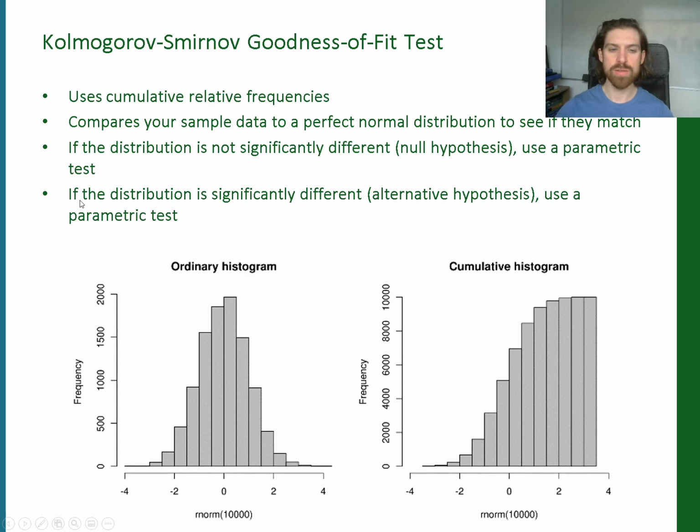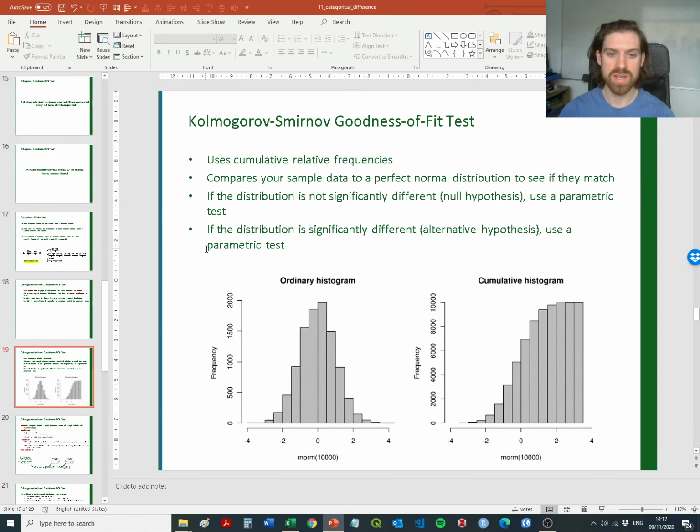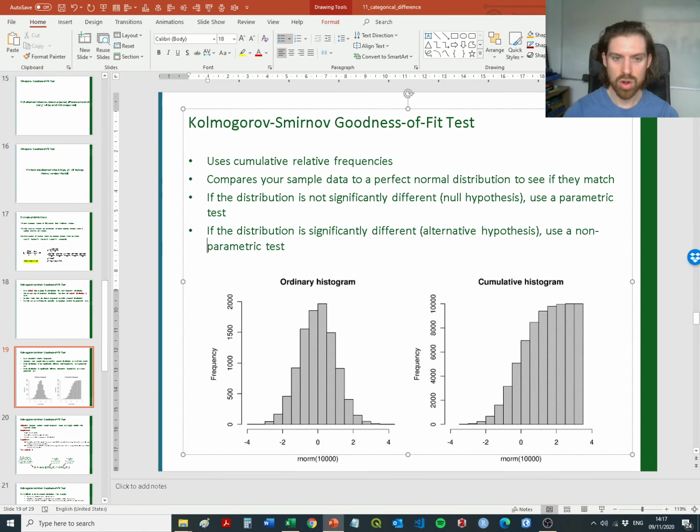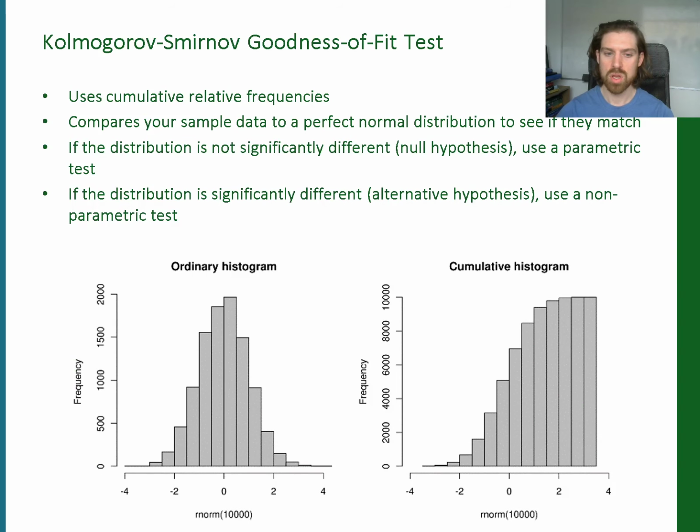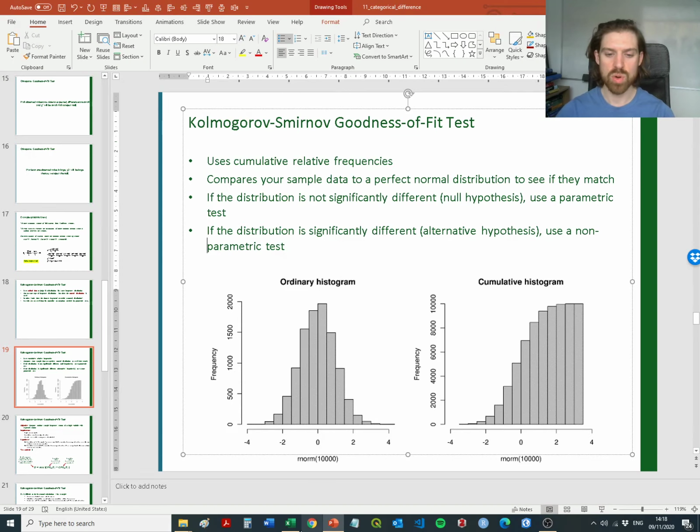Whereas in the alternative, the distribution is significantly different. If the distribution is significantly different, then we would use a non-parametric test. Okay, so imagine that this is the data that you've collected, and this is your distribution over here that you've collected randomly. Essentially, what you do is you convert it to a cumulative data pattern over here. So I'm now just going to give you a quick example.